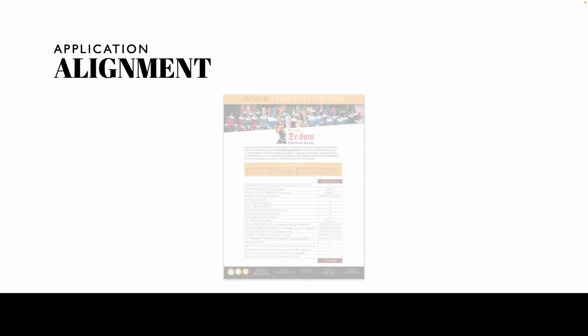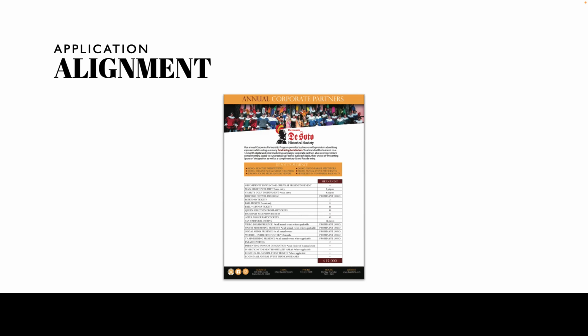Okay, so let's look at it in the real world. Here is alignment in sort of the micro, alignment in this one singular piece. Notice the title has a certain width on the left and the right, and that width is carried out throughout.